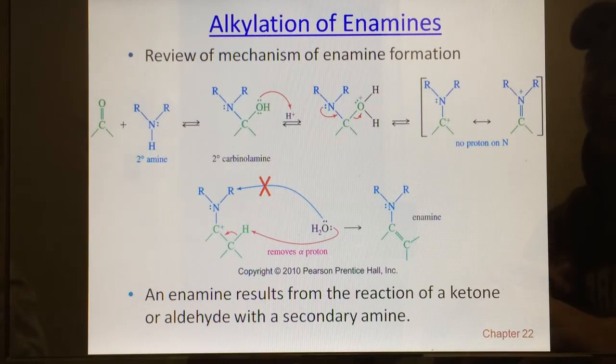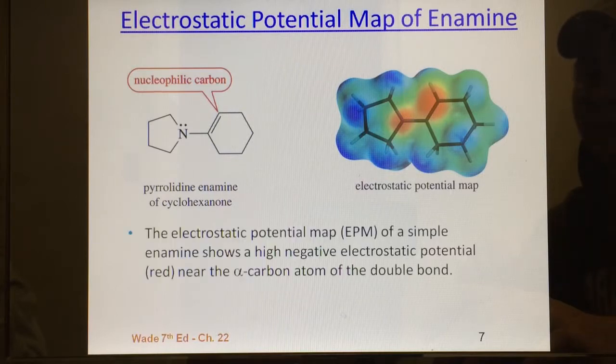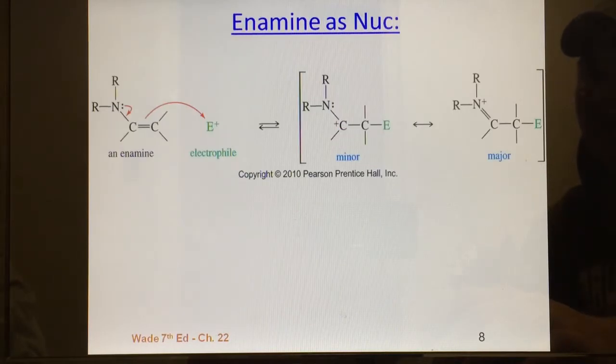We want to move on and talk about the alkylation of enamines. What you have here on this slide is a review of the mechanism of enamine formation. In the interest of time, we will not review this mechanism, but feel free to review it on your own. So what we have here is a nucleophilic carbon at the alpha position. This nucleophilic carbon will be used to attack an electrophile, forming a new bond between the nucleophilic carbon and the electrophile. This process is referred to as alkylation, or adding a group to that carbon.